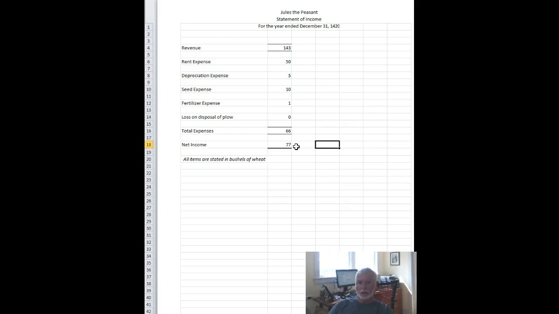So hopefully that helps you understand why we do accounting. I mean, it's scorekeeping, and this is scorekeeping that gives you a good result. So that's kind of the solution to the problem, and hopefully that's useful to you.